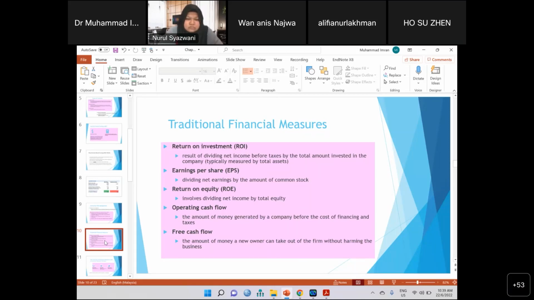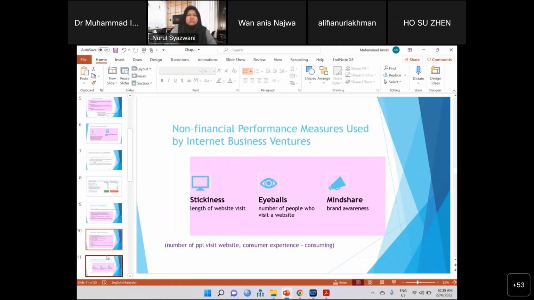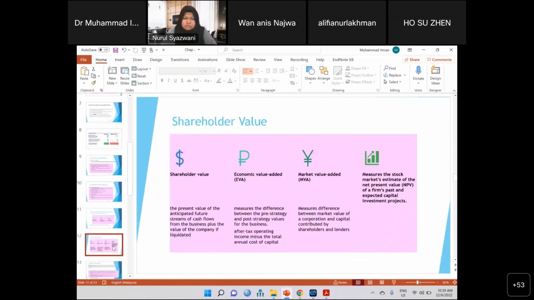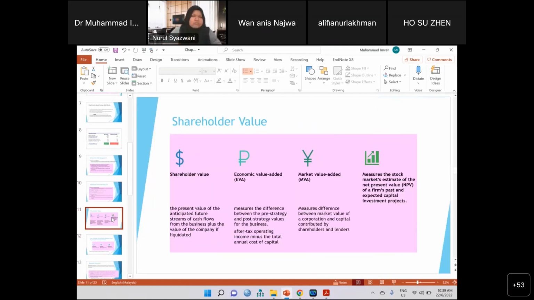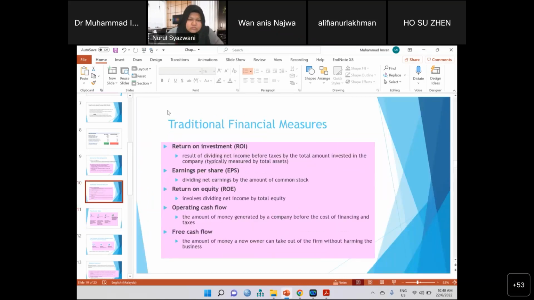Now some of these methods are stakeholder measures, shareholder measures. Basically, this second slide is about non-financial measures. Sorry, it should be here. This slide, these are the traditional financial measures. And now, tackling the disadvantages of these measures, they introduced shareholder value. We will discuss one by one. First, discuss this one, traditional measures.